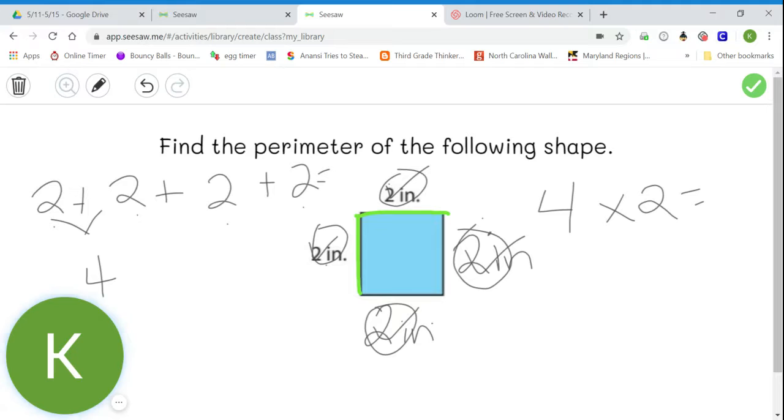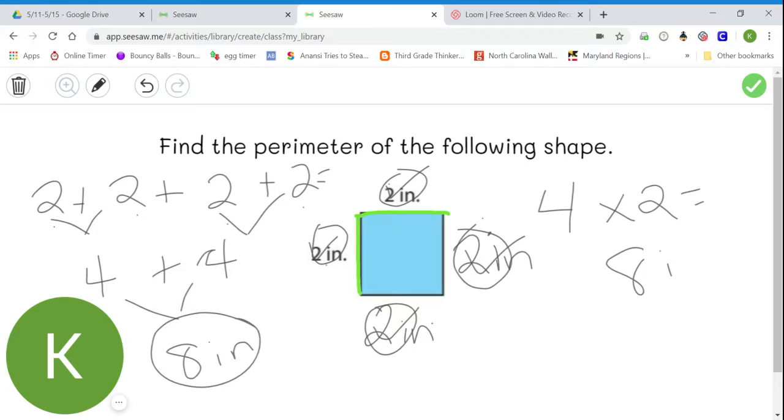2 plus 2 is 4 inches, plus 2 is going to be another 4 inches. 4 plus 4 gives us 8 inches. 4 times 2 is 8 inches. The perimeter of my shape is 8 inches. Notice that it's not 8 inches squared. When we're working with perimeter, we are not using the squared units. So in this case, my perimeter is only inches.